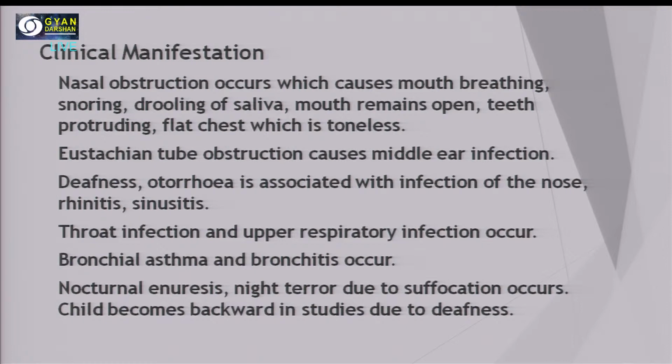Throat infection and upper respiratory infection, bronchial asthma, bronchitis, nocturnal enuresis, as well as the patient may have nightmares or night terrors because suffocation may occur. The child becomes backward in studies because as less air is coming into your lungs because of the adenoid obstruction, the oxygen level carried by the blood to the brain will also decrease. So it can cause a little brain impairment over time if not rectified, or the child may become weak in studies and lethargic.